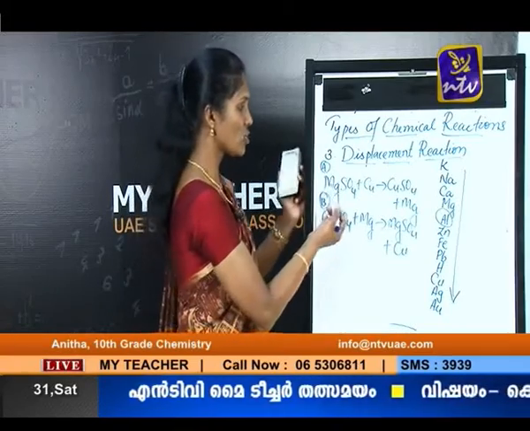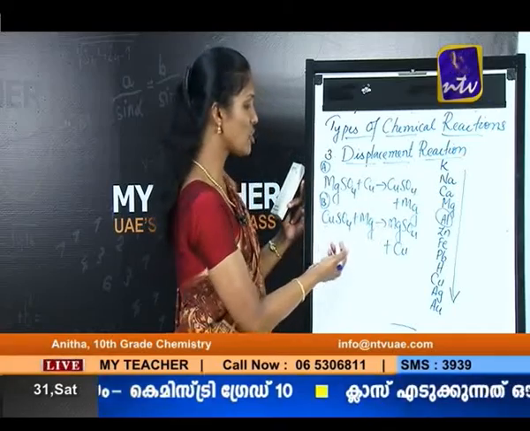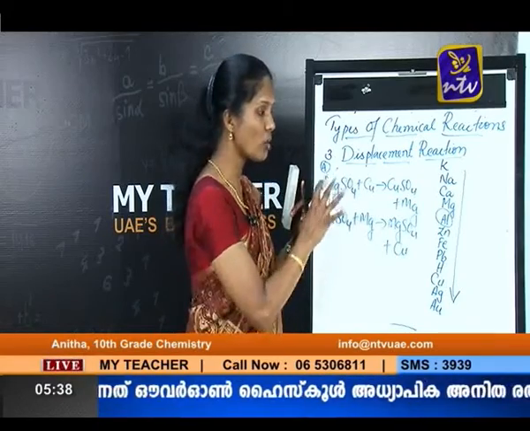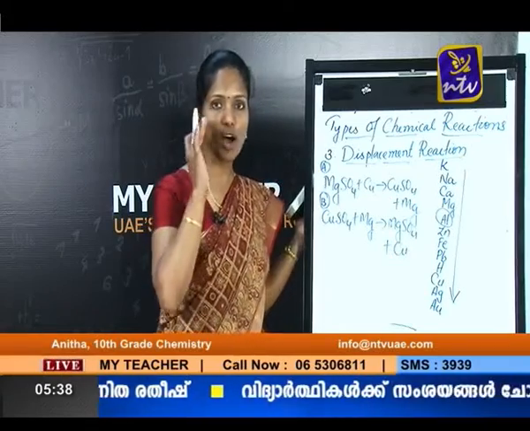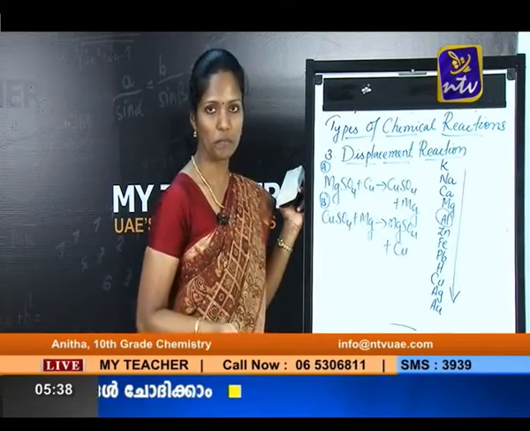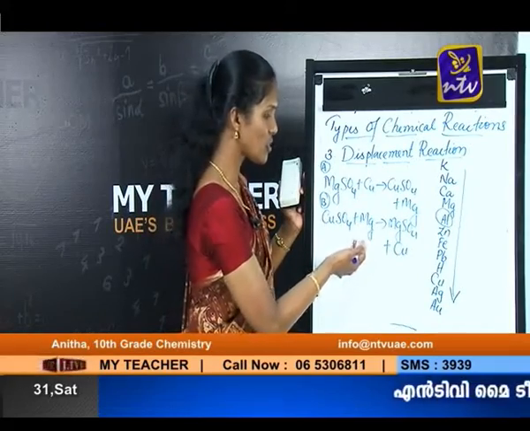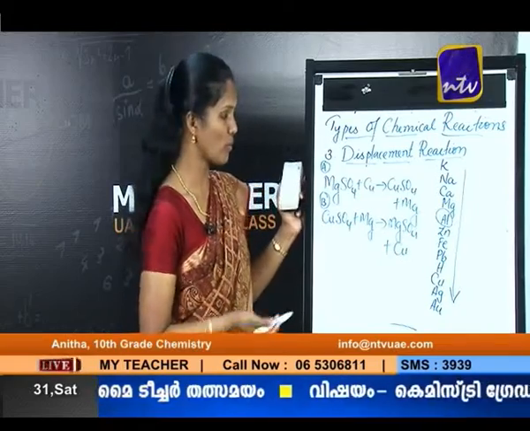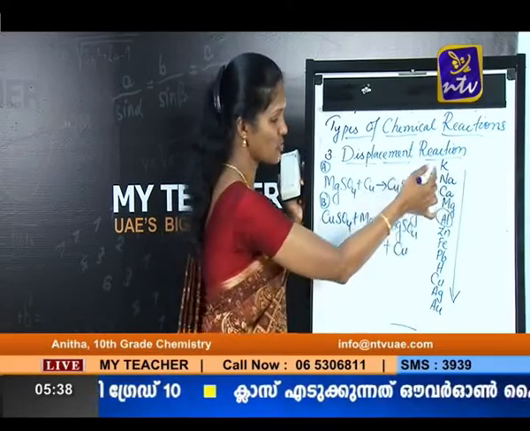Here, MgSO4 plus Cu gives CuSO4 plus Mg, and CuSO4 plus Mg gives MgSO4 plus Cu. The question is, out of these which reaction will occur, why or why not? So, you have to think about the reactivity series. Look, here copper is the free metal and magnesium is in compound form. Here Mg is the free metal and Cu is in compound form in CuSO4. You have to think about the position of magnesium and copper in the reactivity series.